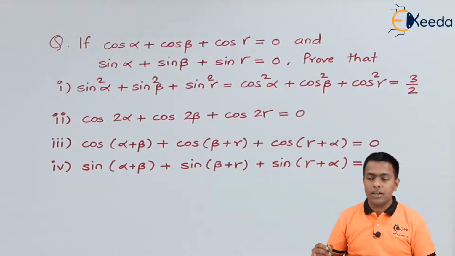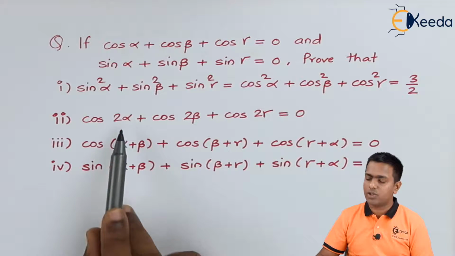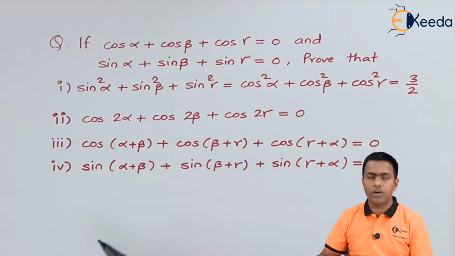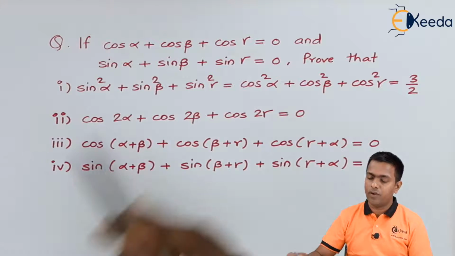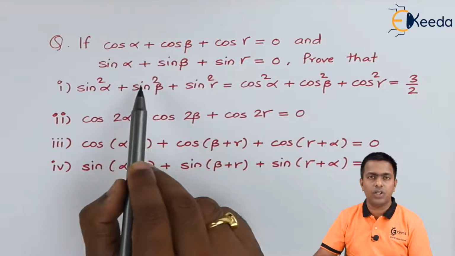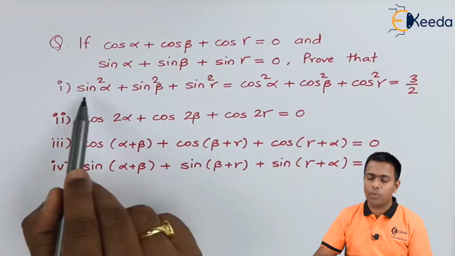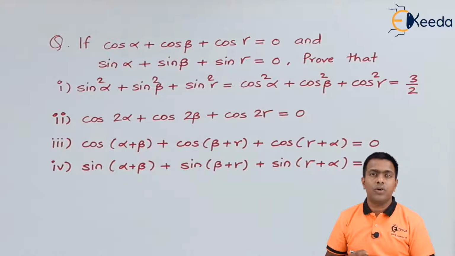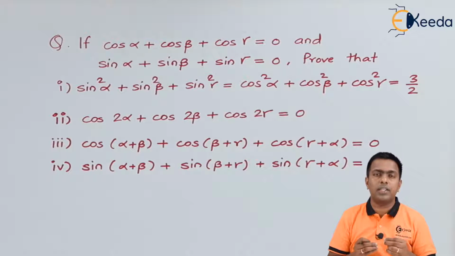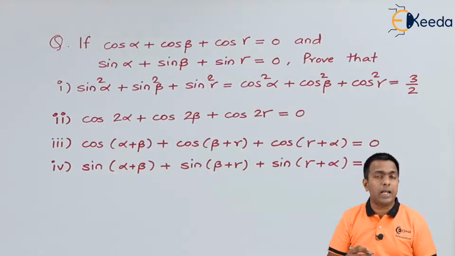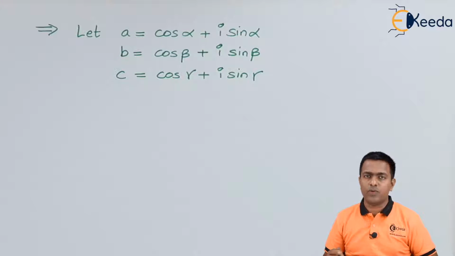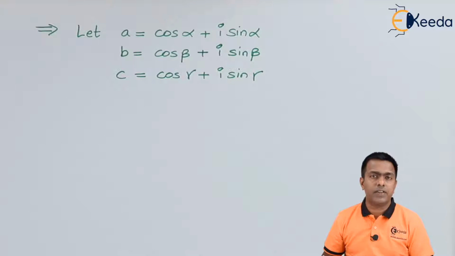Because guys, you can see here that every time the angle is different. In the second result we want angles 2 alpha, 2 beta and 2 gamma. In the third result we want angles alpha plus beta, beta plus gamma, gamma plus alpha. And in the first result the angle is the same as the question, but the trigonometric function has a square. So we have to derive some relationship between A, B and C, the assumed complex numbers, and then it will be easier to bring out this answer with the help of de Moivre's theorem.